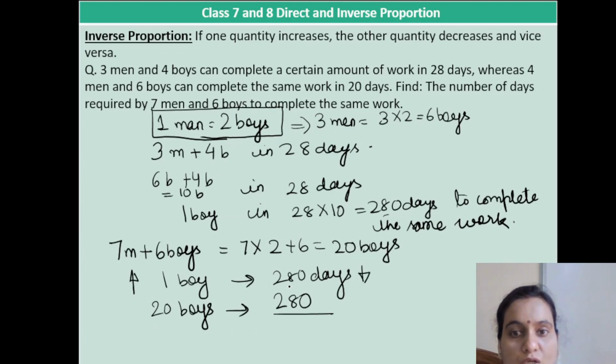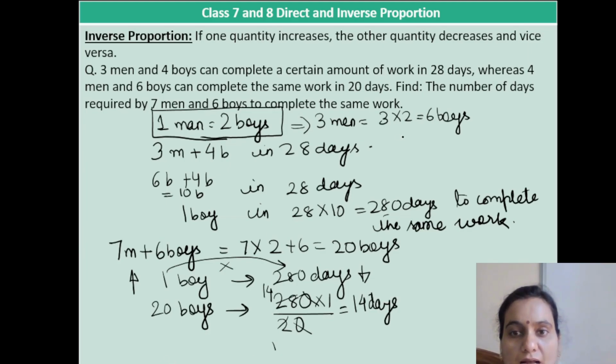Inverse proportion I have already discussed before. You have to directly multiply x1 into y1 equal to x2 into y2. So what is the value of x1 here? 1. What is the value of y1 here? 280. So 280 into 1, divided by x2 will give us the value of y2. So what is the value now? 2 ones are 2, 2 14s are 28. So 20 boys will require 14 days to complete the same piece of work.